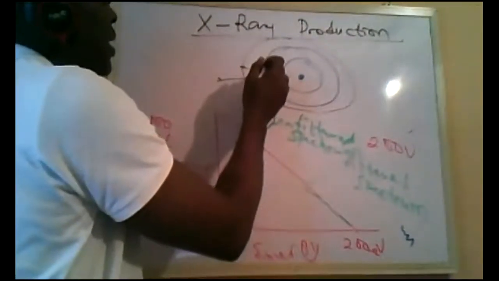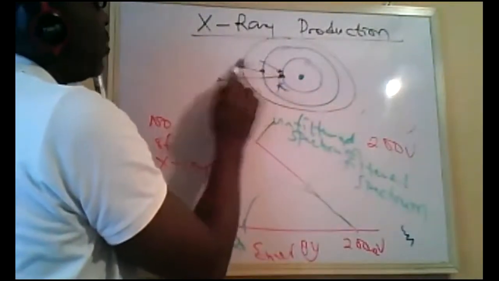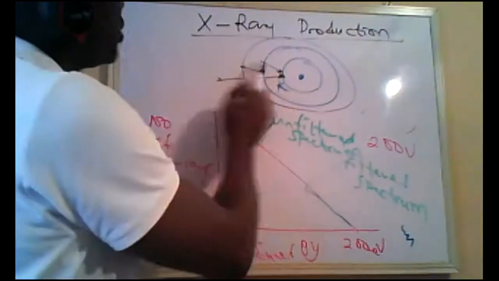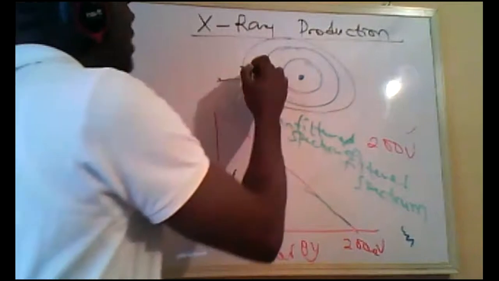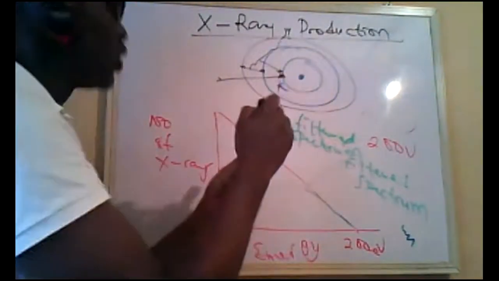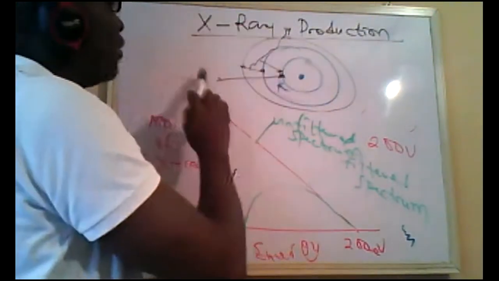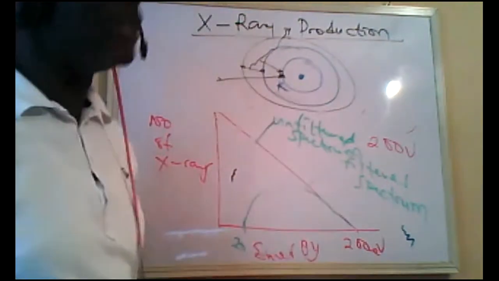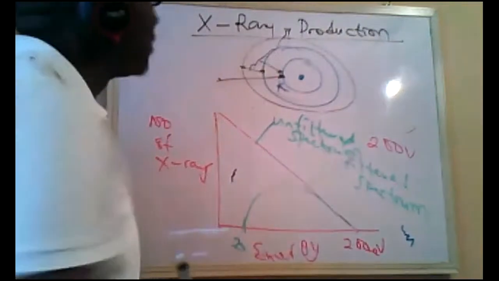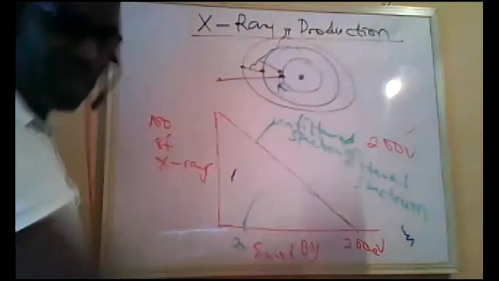The ones here will come up to fill this vacancy. The difference between L and M is not so wide, so the characteristic energy given out here is very, very small. So it is only the transition involving the interaction of the electron with the K shell that actually gives a very, very useful characteristic X-ray. The K shell is the one that matters.